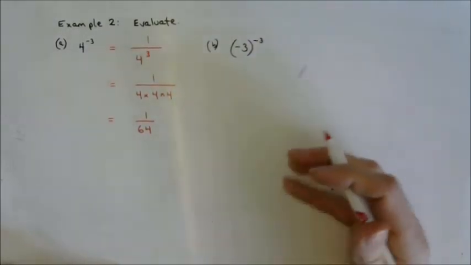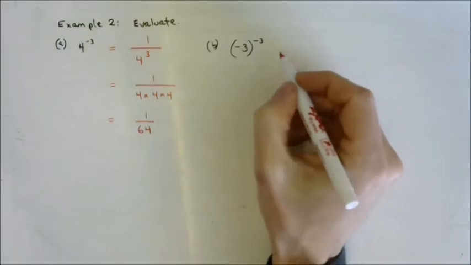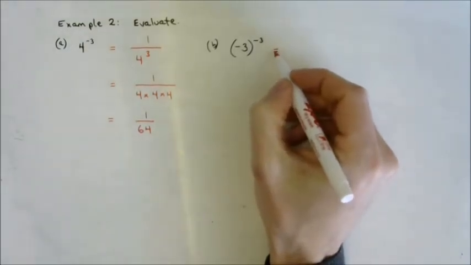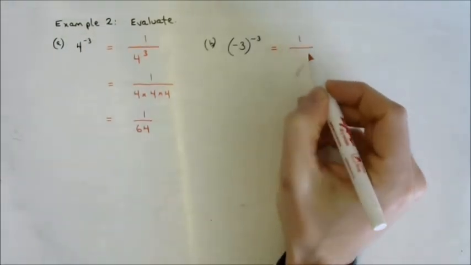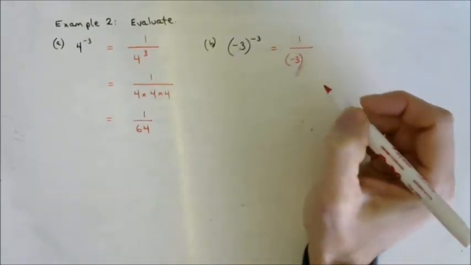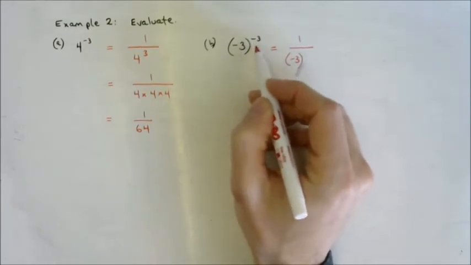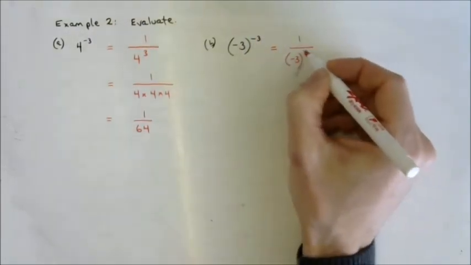All we need to do is express this as a fraction with a positive exponent. So we know that we're going to be 1 over our base, which is negative 3. I'm going to keep it in brackets. I don't want to change anything. But now I can use the opposite exponent. So instead of negative 3, we have positive 3.